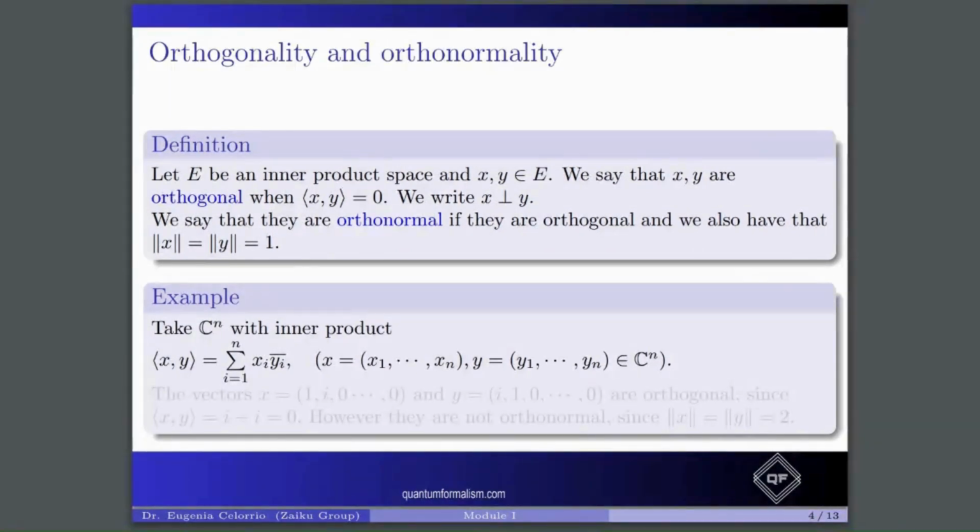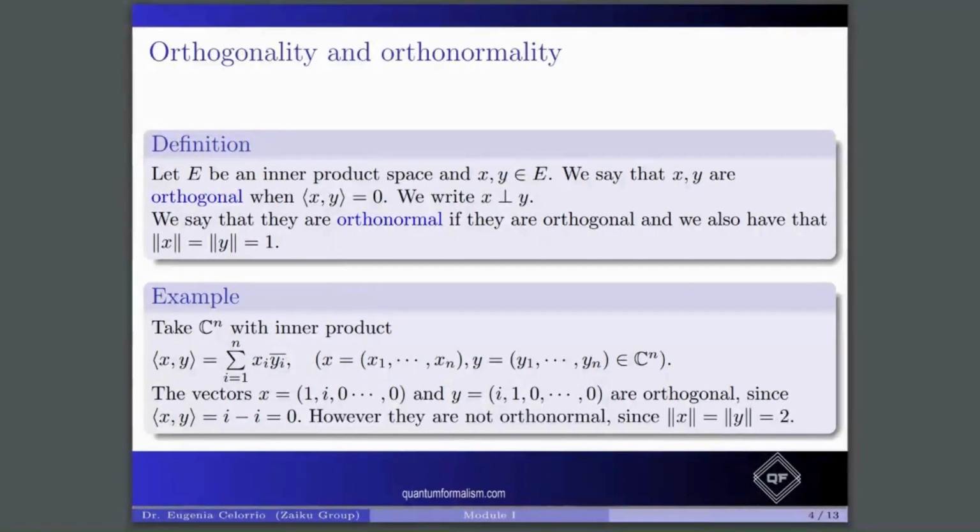For example, C^n with the usual inner product that we have already used. And we take two vectors, the vector x = (1, i, 0, and the rest of the coordinates 0), and the vector y = (i, 1, and all the rest of the coordinates are 0 from the third onwards). When we make the inner product of these two vectors, the first coordinate of x is 1, the first coordinate of y is i, and we take the complex conjugate, so minus i. And then the second coordinate of x is i, and the second coordinate of y is 1, so the complex conjugate of 1 is 1 still. So we obtain i minus i, and that is 0. So these two vectors are orthogonal. However, they are not orthonormal, since the norm for both of them is square root of 2.